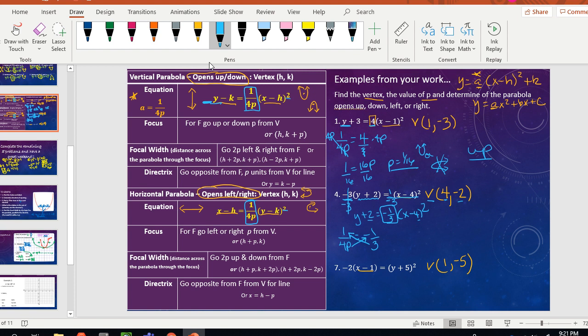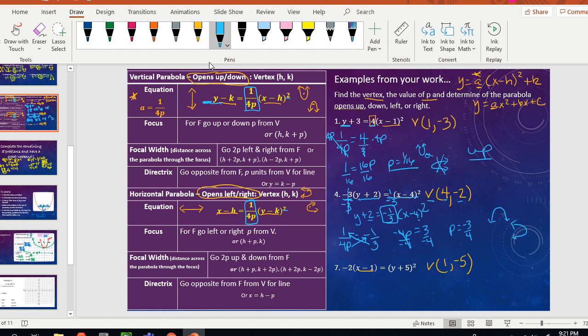When I cross multiply, 4p times negative 1 is negative 4p. 3 times 1 is 3. So then divide by negative 4 and negative 4. This cancels. Now I've got p equals negative 3/4. Okay, the fact that this is negative means negative opens down and negative opens to the left, like that.